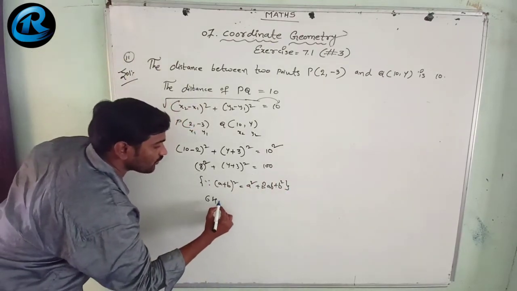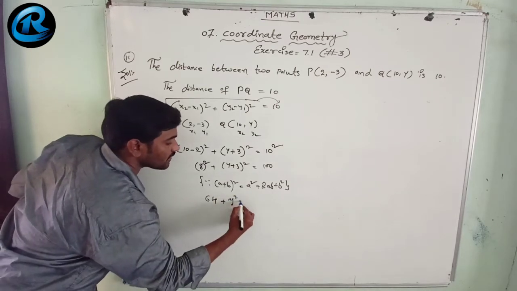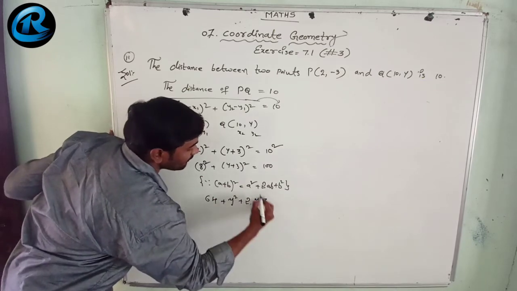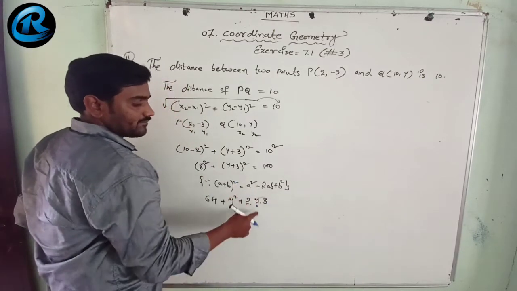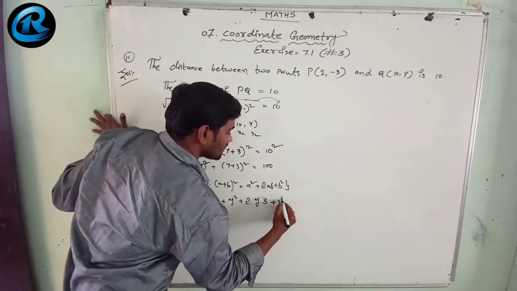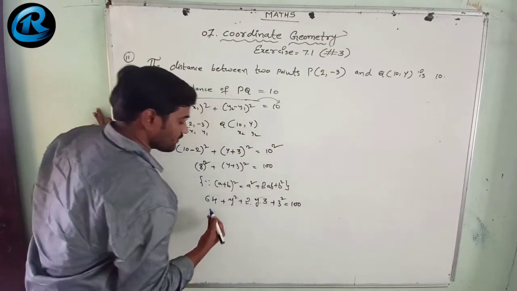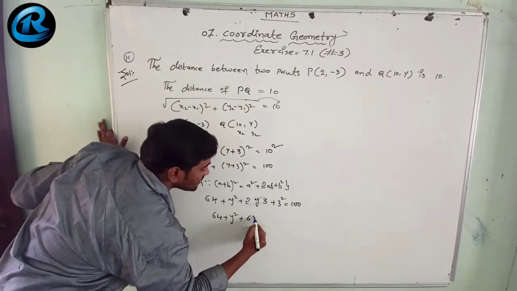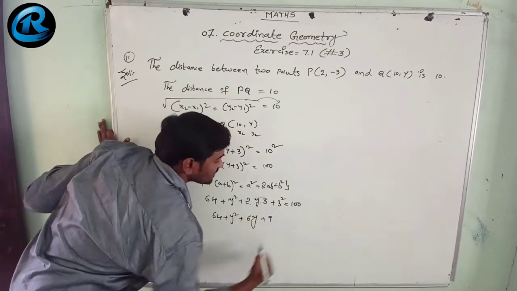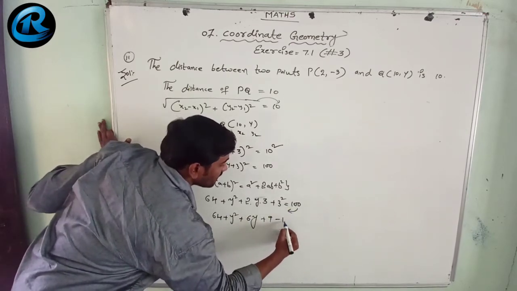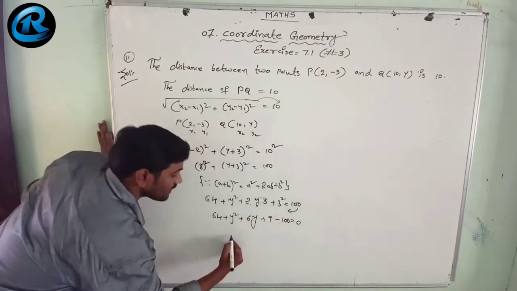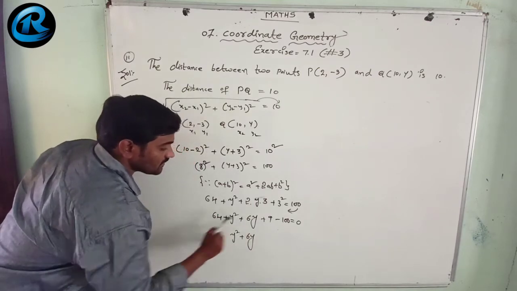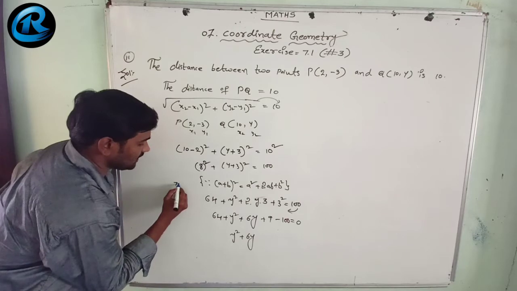8 square is 64, plus y square, plus 2 into y into 3, plus 3 square, equal to 100. So here 64 plus y square plus 2 3s are 6, 6y, plus 3 square is 9, and 100 we bring to this side, it becomes minus 100 equal to 0. Here y square plus 6y, and 64 plus 9 that is 73.